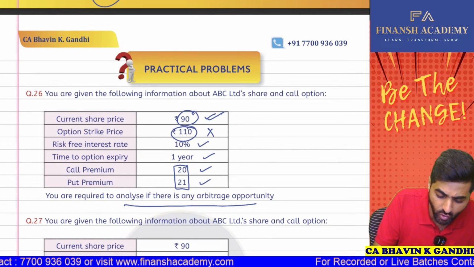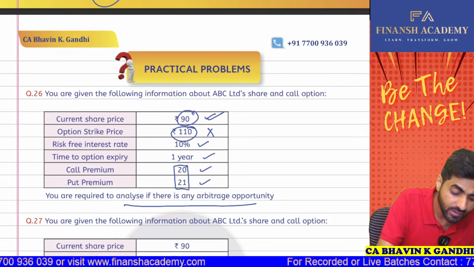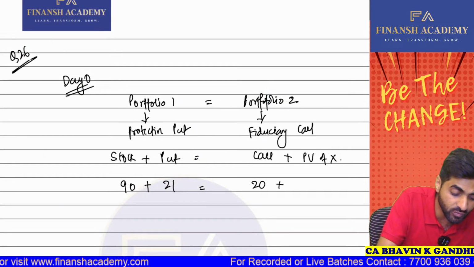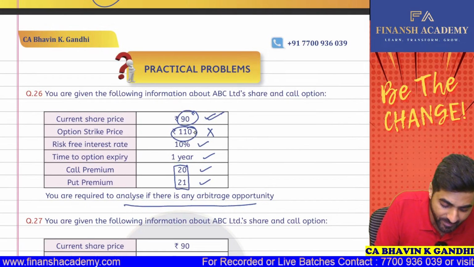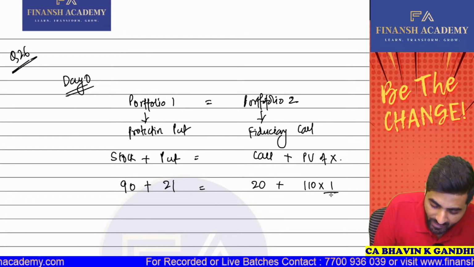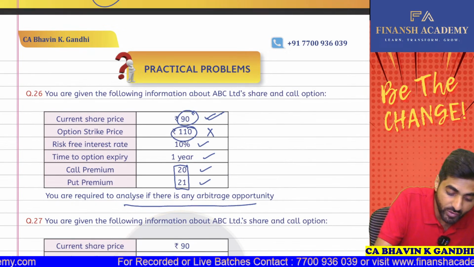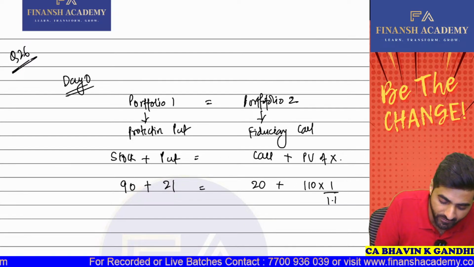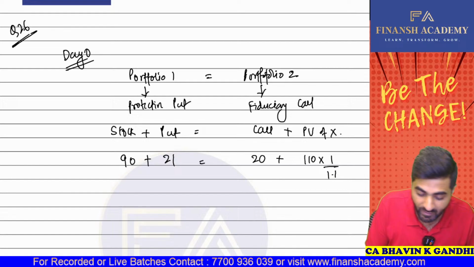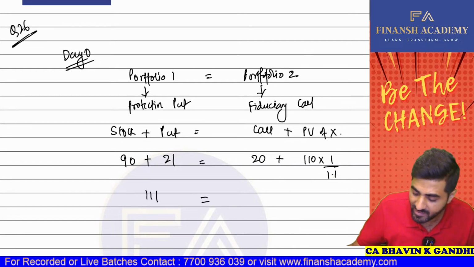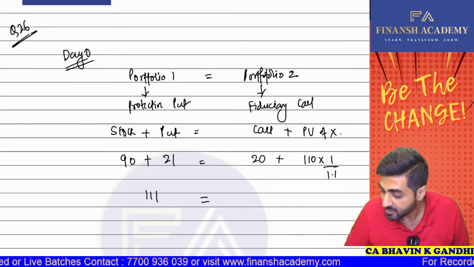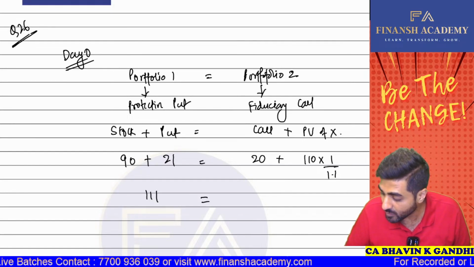And what is the call option? Call option is 20 rupees. And this should be equal to present value of strike price. So what's your strike price? Your strike price is 110. So what we need to do is 110 into 1 divided by 1.1. Eventually this will be 90 plus 21, so that will be 111. And ideally this should be equal to 1 divided by 1.1 into 110, and we can add 20 to it.